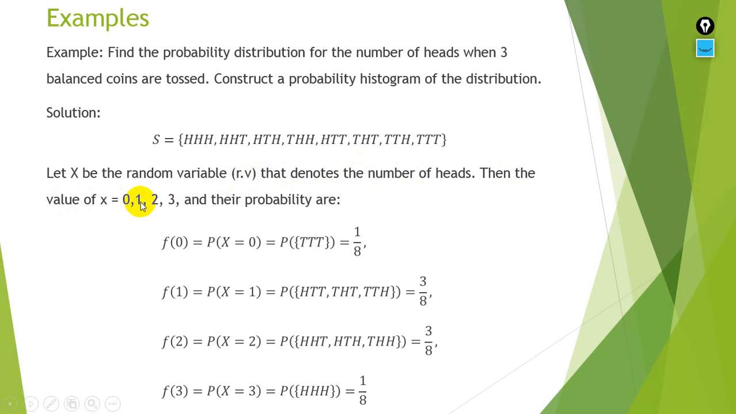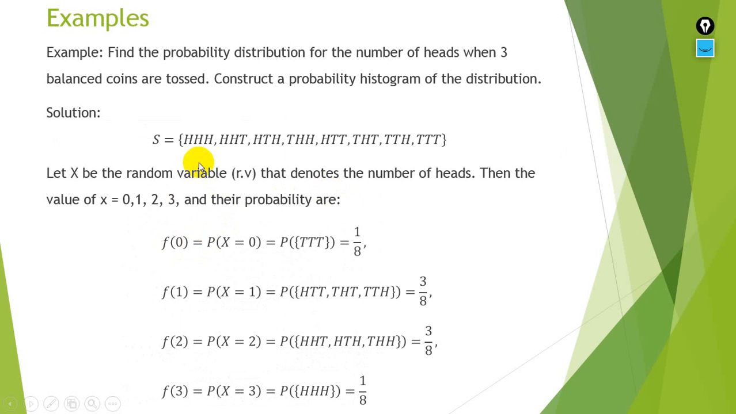Then the values of x are equal to 0, 1, 2, 3, and their probabilities are, for example, 0, 1, 2, 3. Here it means heads appeared zero times, once, twice and three times. It is a random variable, right? Sorry. So the probability will be just like this.